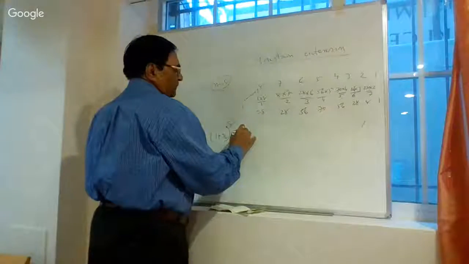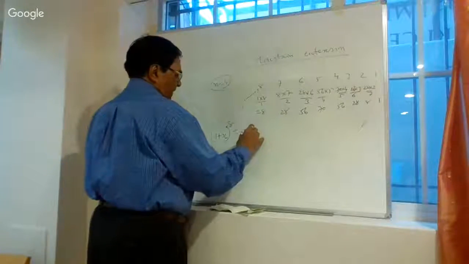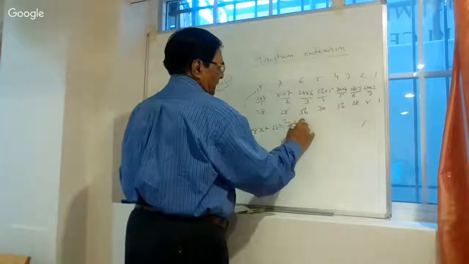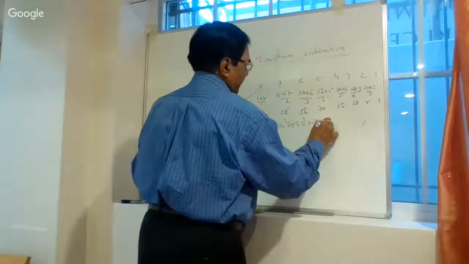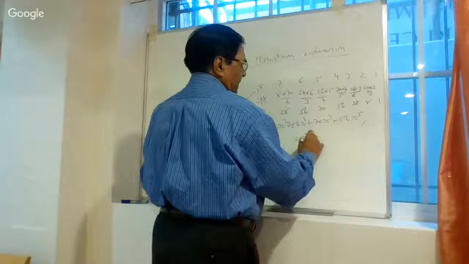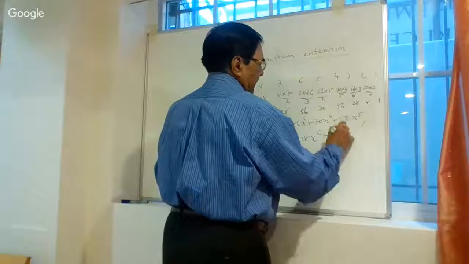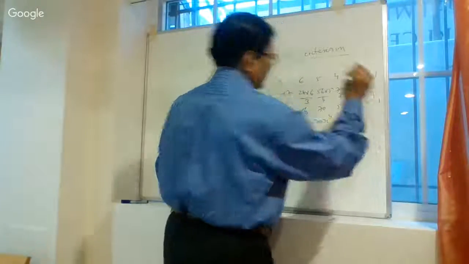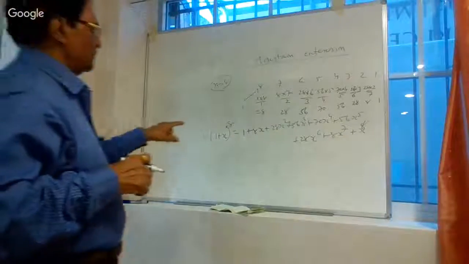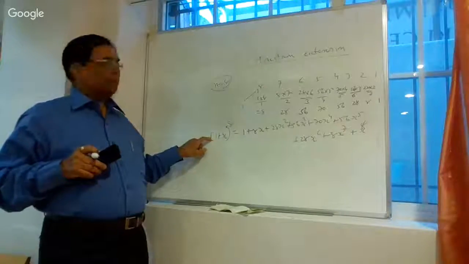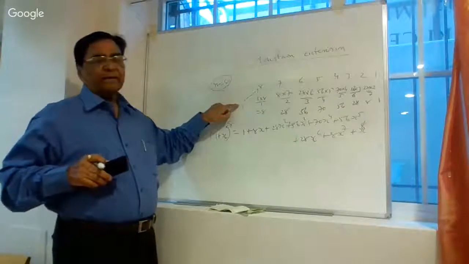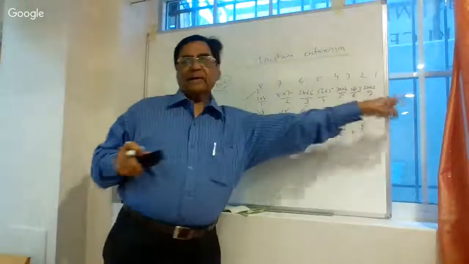You can start: 1 plus 8x, 28x squared, 56x cubed, plus 70x to the 4, plus 56x to the 5, plus 28x to the 6, plus 8x to the 7, plus x to the 8. So what you need is the expansion of (1 plus x) to the 8. Here are the coefficients obtained. You start with 1, x, x squared, x cubed, up to x to the 8.